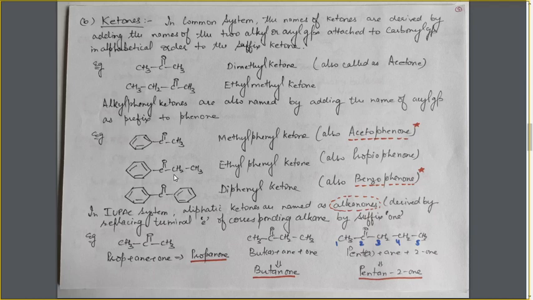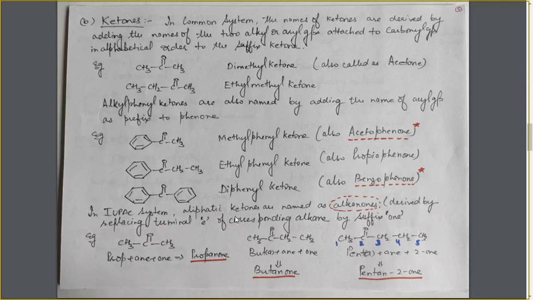In this case, there is one ethyl group and a phenyl group. Alphabetically, ethyl will come first, so the name becomes ethyl phenyl ketone. It is also named as propiophenone. Here the acyl group is this propio group, that is, the name becomes propiophenone. In this case, the acyl group is benzo group, so the name becomes benzophenone. And in this case, both the groups on this C double bond O group are phenyl groups, that's why the name becomes diphenyl ketone.